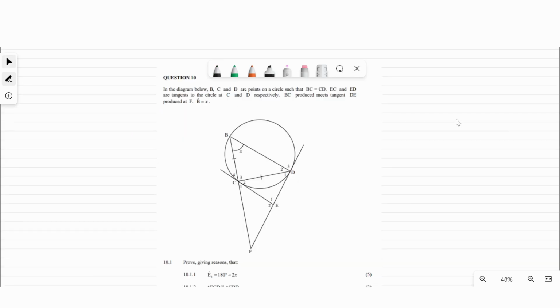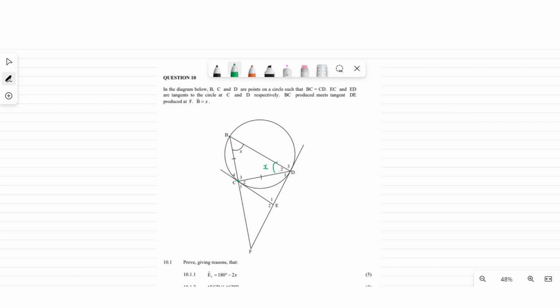Now let's do question 10. It says in the diagram below, B, C, D are points on the circle. So we know that B, C, D are points in the diagram. They tell us that they are points on the circle such that BC is equal to CD. So we see that BC is equal to CD. If they are equal, that means the angles opposite are equal, meaning D2 is also equal to X.